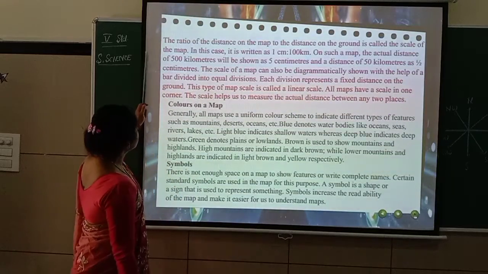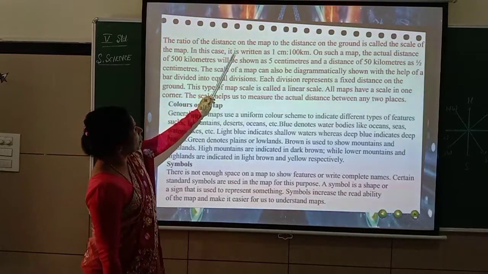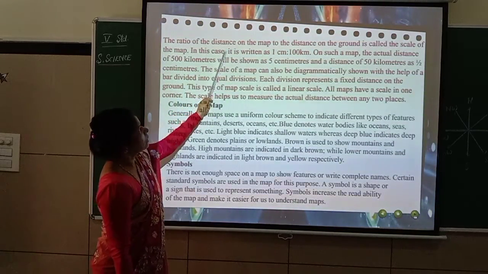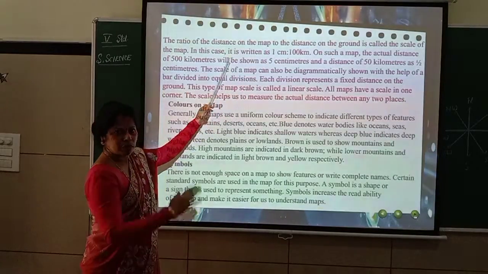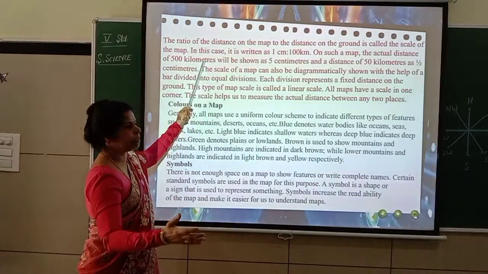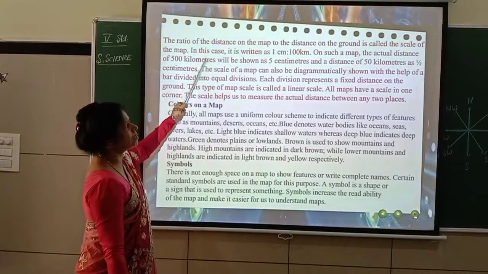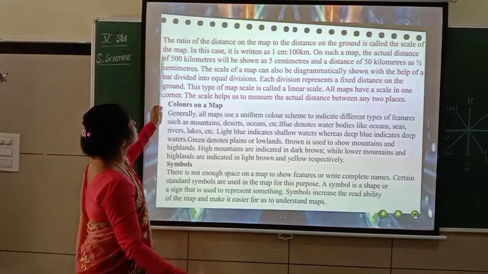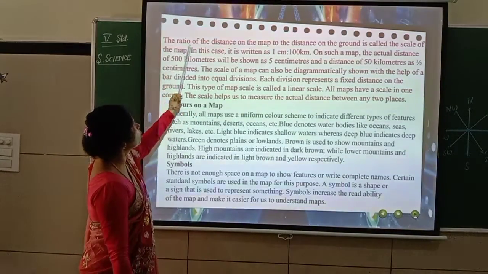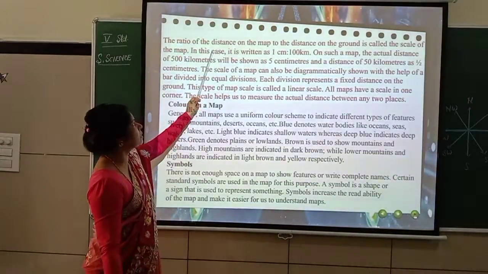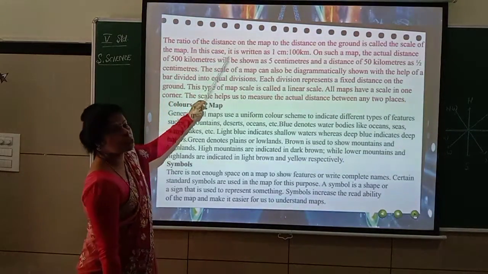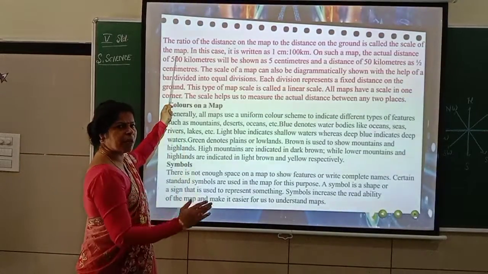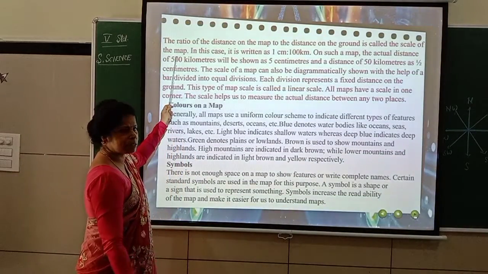Okay, so you can see here the ratio of the distance on the map to the distance on the ground is called the scale of the map. So what is it? The distance on the ground, exactly. Actually, the kilometer-wise distance is the exact ground distance, but that is made into a small concise form, that is called the scale of the map. So the ratio of the distance on the map to the distance on the ground is called the scale of the map. There is a ratio between the map drawing as well as the real distance.